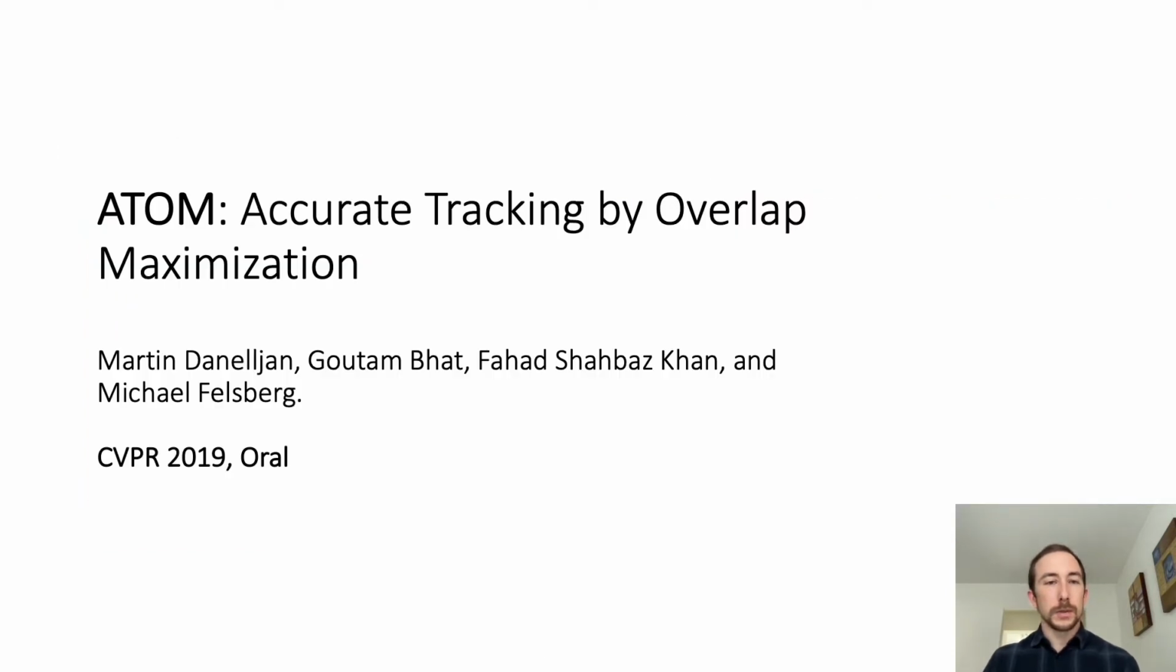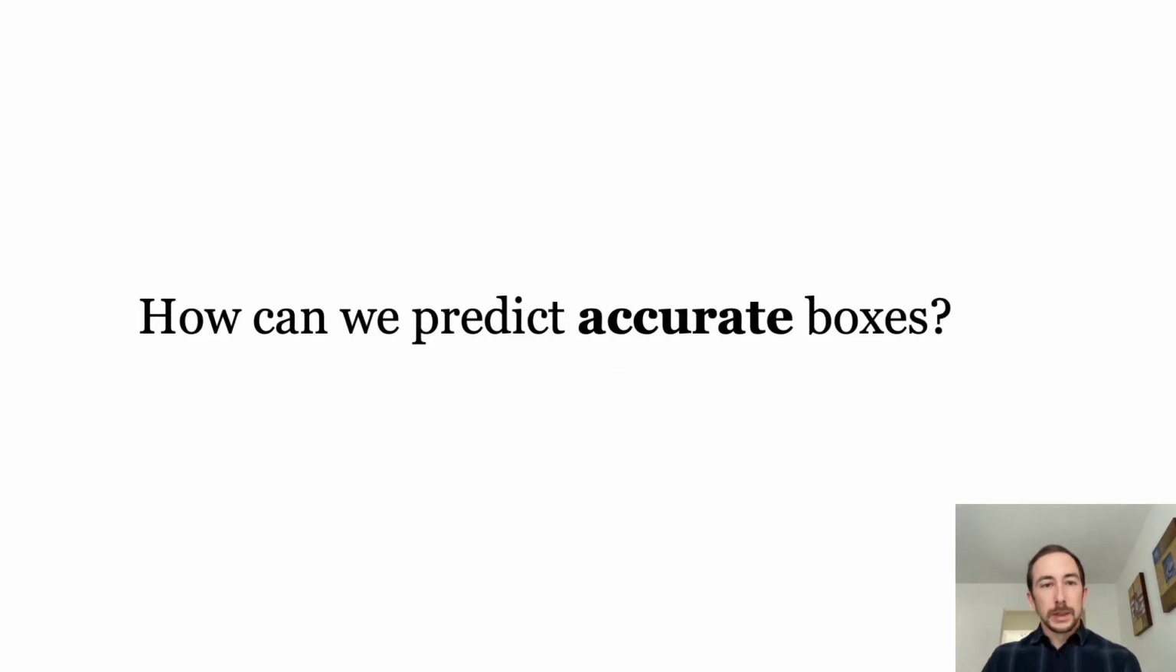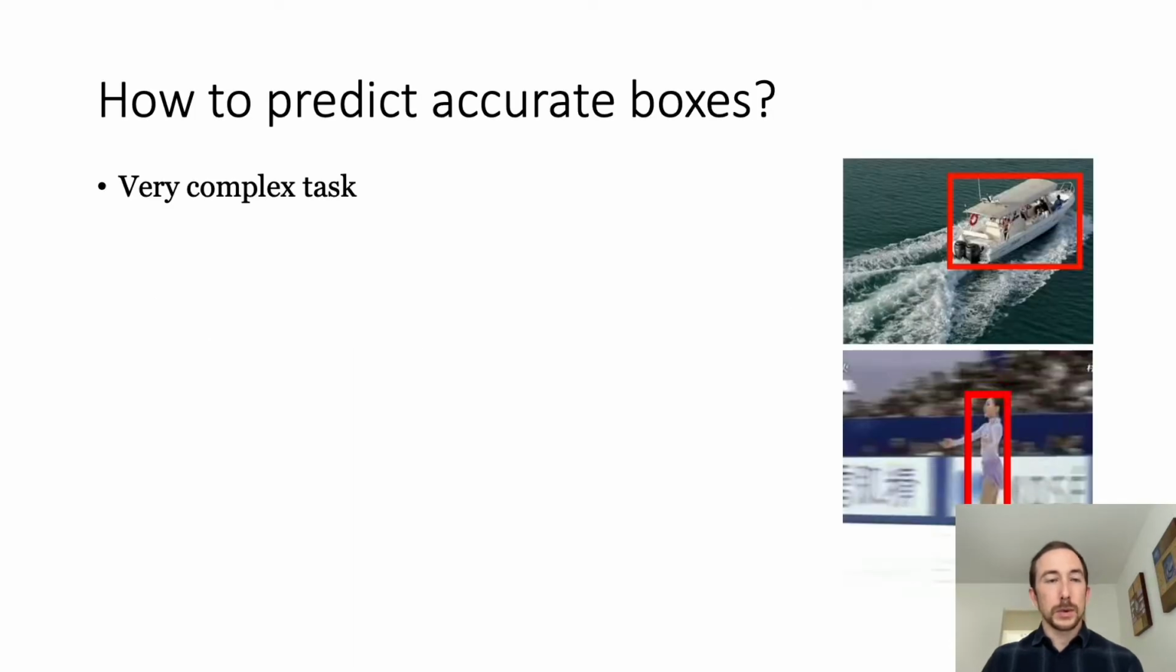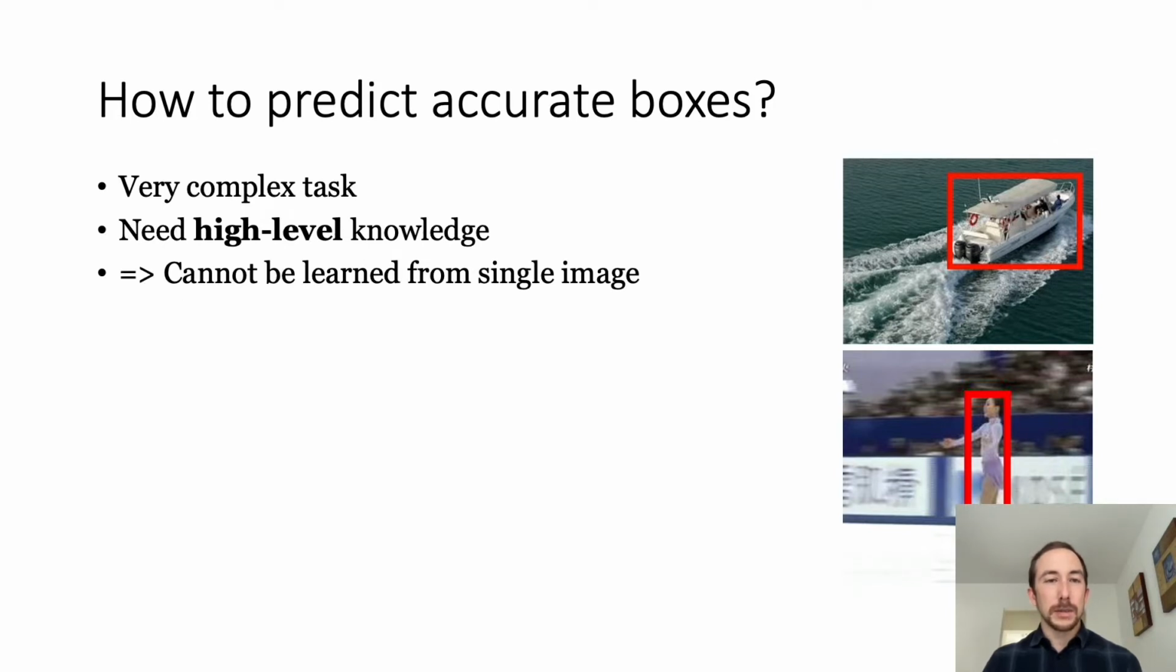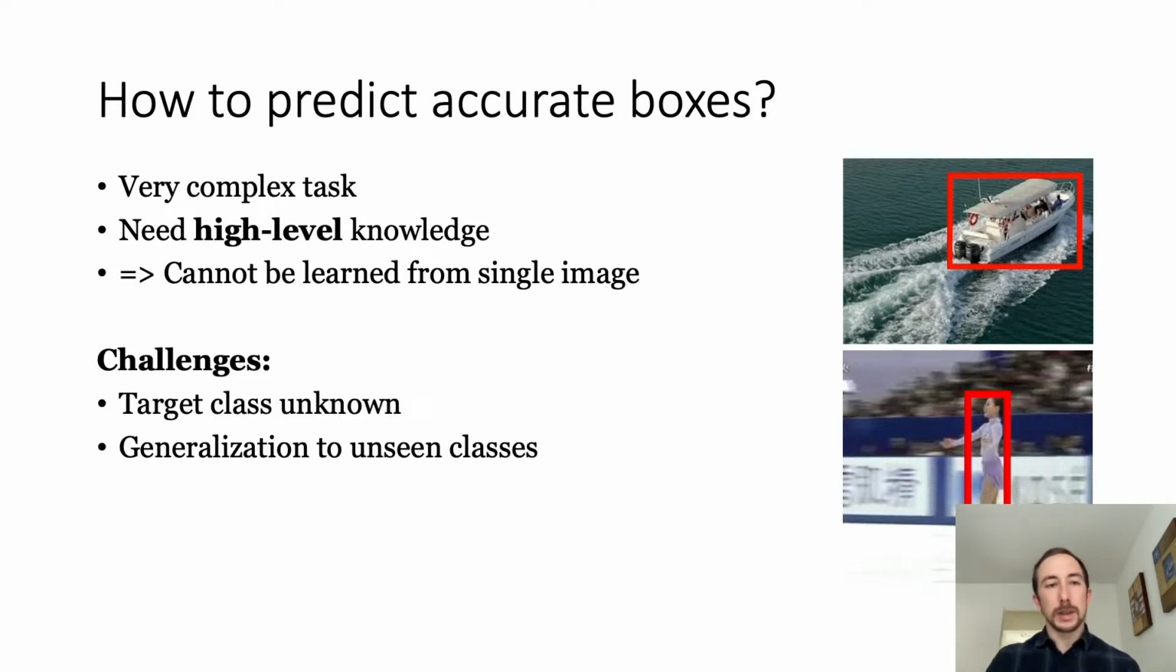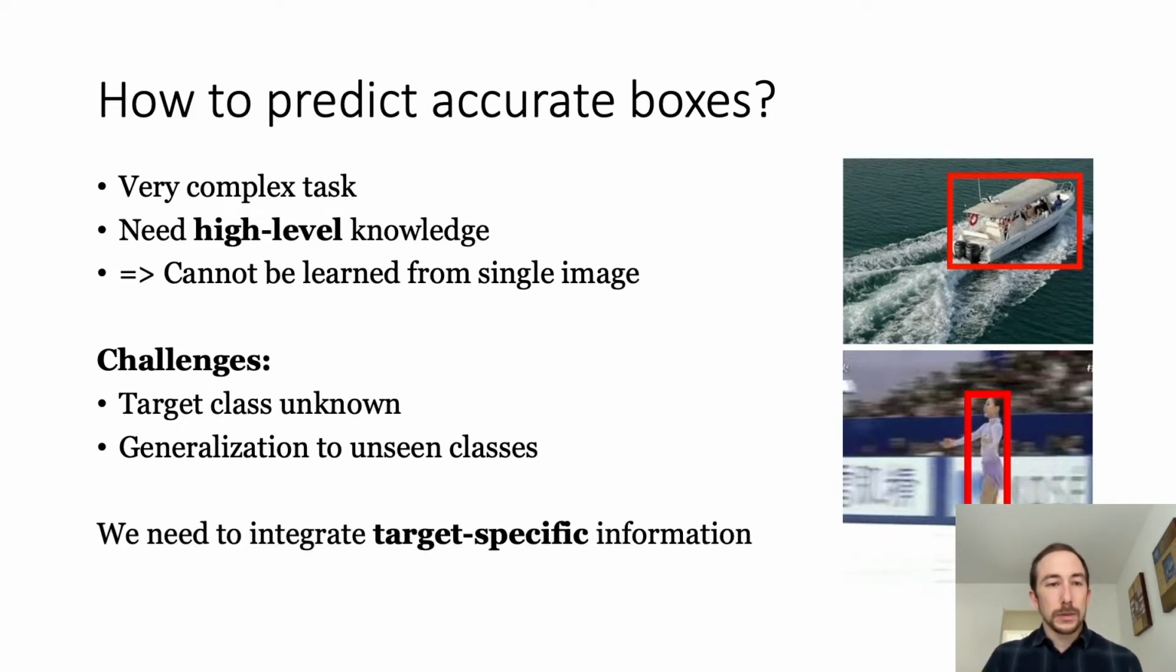This was the motivation for the first work that I will present, which is ATOM. So how can we predict accurate bounding boxes in visual tracking? As we now know, bounding box regression is actually a quite complex task that requires high-level knowledge and understanding about the objects. So we cannot really learn this from only a single image. But the challenge here is that the target class is unknown, so we also cannot rely on class information. Further, we need to generalize to unseen classes. Therefore, we need to integrate target-specific information.